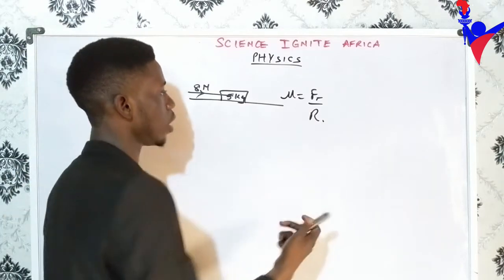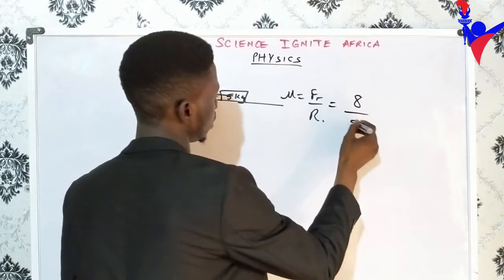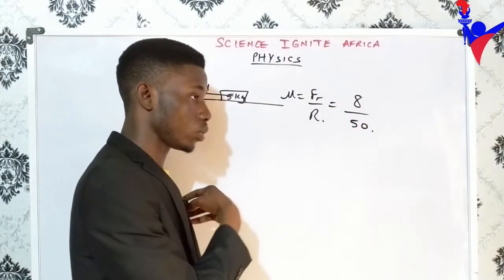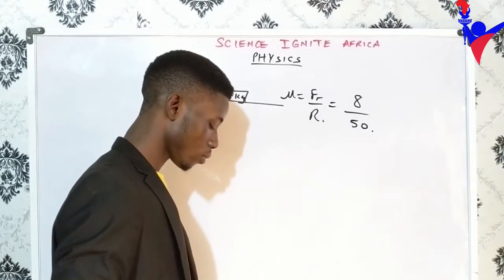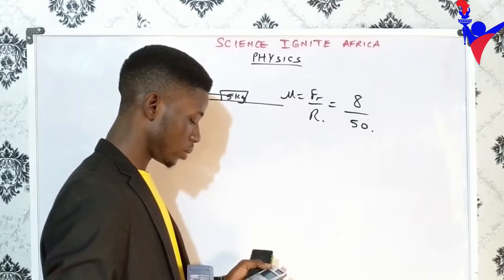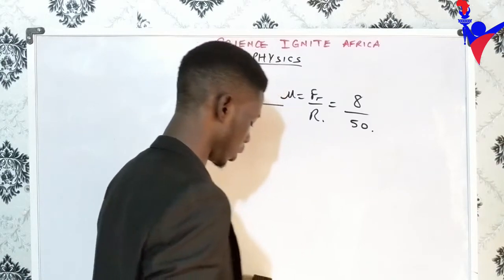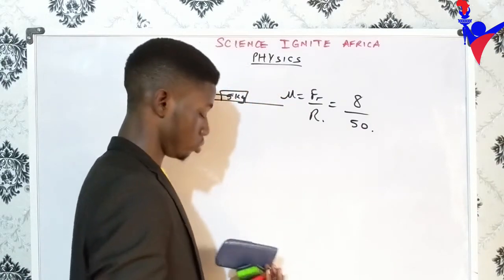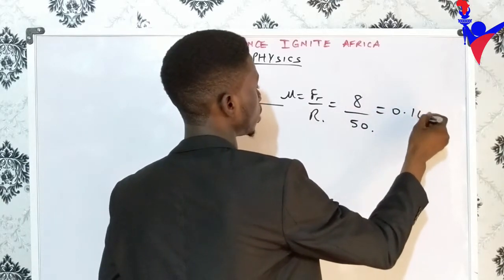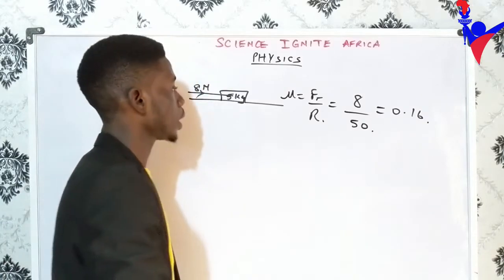So we have our mu to be what? 8 over what? 5 times 10, that's 50. And what's 8 over 50? I'm going to use my calculator for that. So 8 divided by 50, that's 0.16. So mind you, coefficient of friction does not have units, so we have 0.16, and that solves that problem quite easily done.